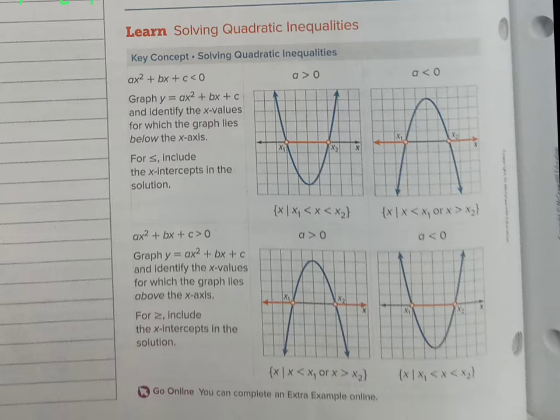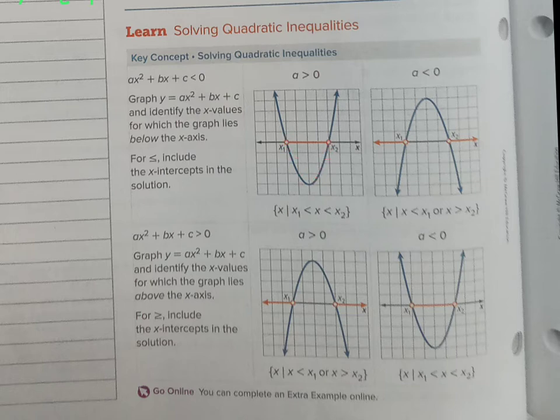But what are they saying? If the quadratic is less than 0, graph this. Set it equal, graph it. The important points that we're finding are the x-intercepts. Then if a is positive, it's still going to open up. So you find your x-intercepts, you know it's going to open up. And then it's saying which x values on the graph lie below the x-axis, because it has to be less than 0. So below the x-axis is where our solution is.